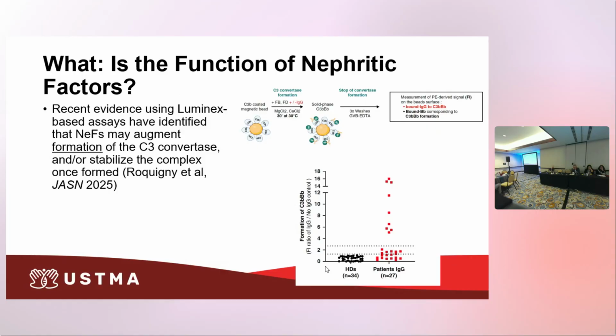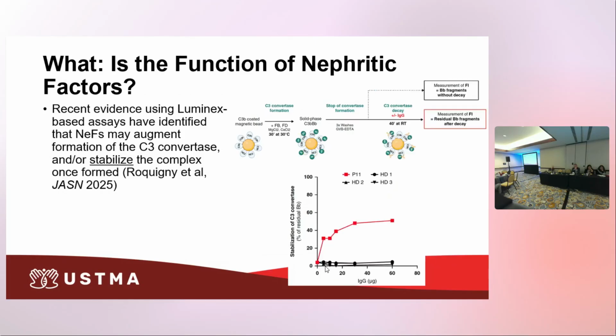And they found that a significant subset of patients with C3G had nephritic factors present that held this function. And also, but not entirely overlapping, they found patient IgG that stabilized the complex by assembling the full convertase and then allowing decay of the convertase, and measuring this through the same Luminex assay.